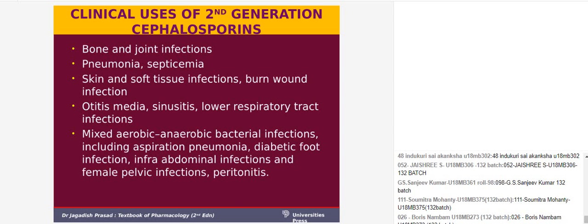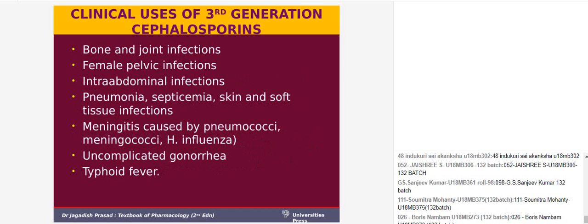All these second generation cephalosporins are useful in mixed anaerobic infections, including aspiration pneumonia, diabetic foot, intra-abdominal infections, and pelvic infections. They are also used as prophylaxis to help prevent perioperative infections that may result in colorectal surgery. So such we can use second generation cephalosporins. And the third generation cephalosporins are mainly used for serious gram-negative bacterial infections.